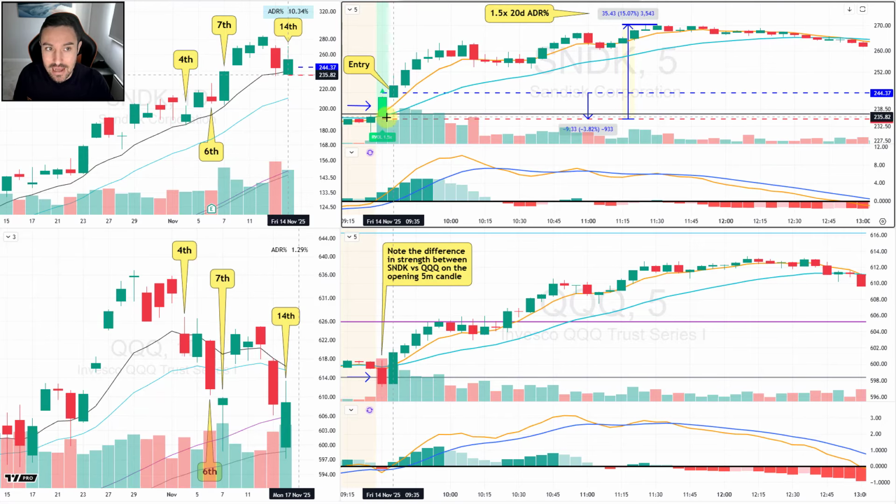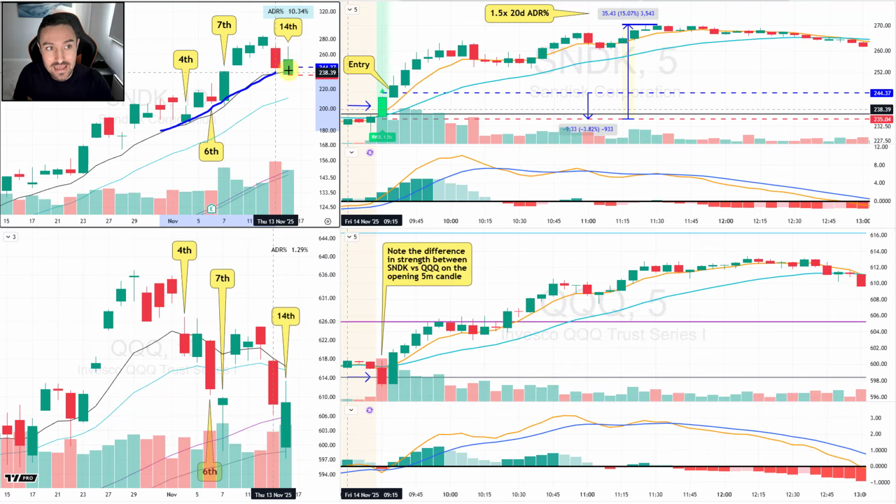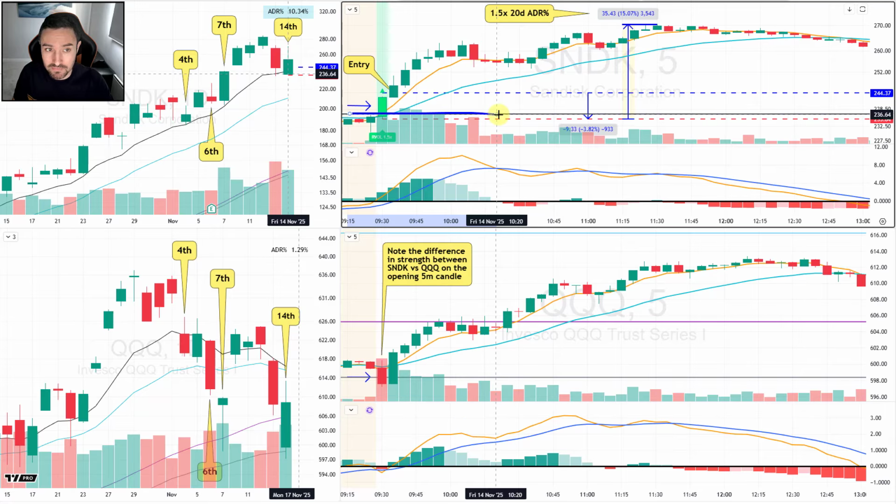Okay, so the entry is there, initial stop loss placement, low of the day, which is also just underneath this black line, which is the 10-day EMA. So you see this here on the daily chart, that's the 10-day EMA on the daily chart, and then it's plotted just there. You see that?